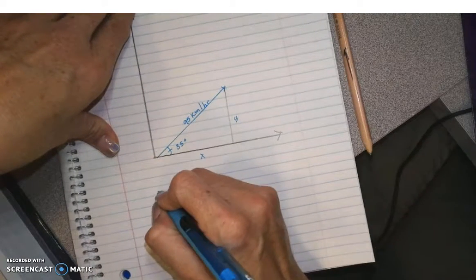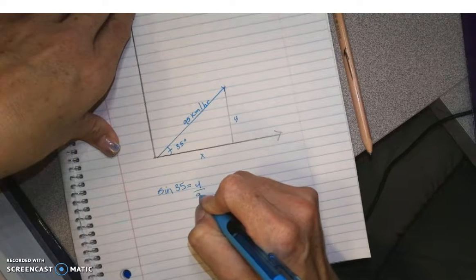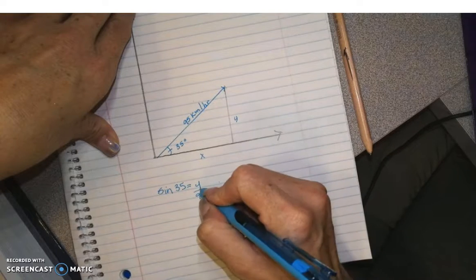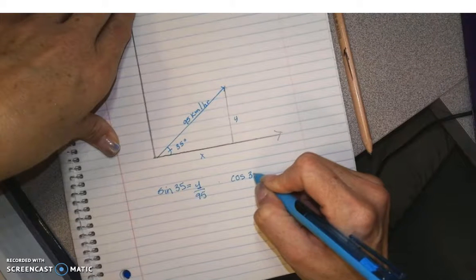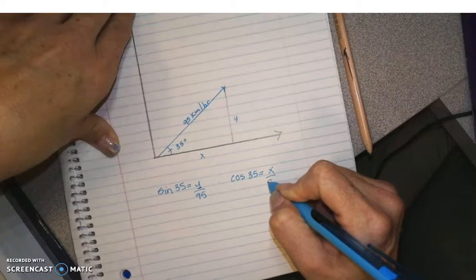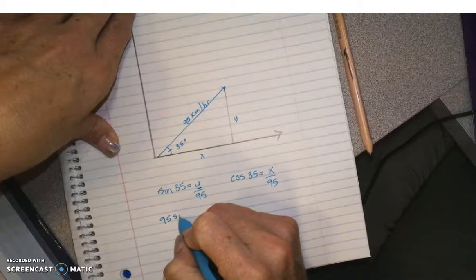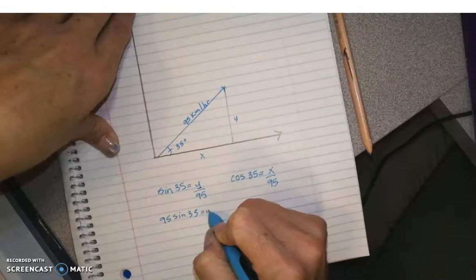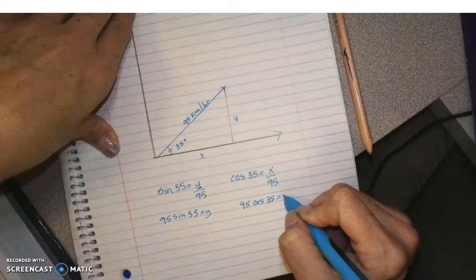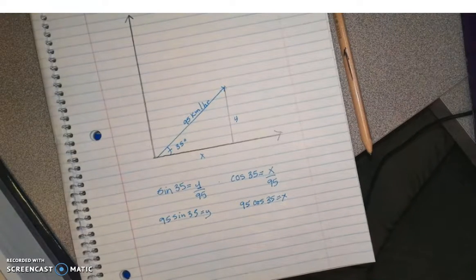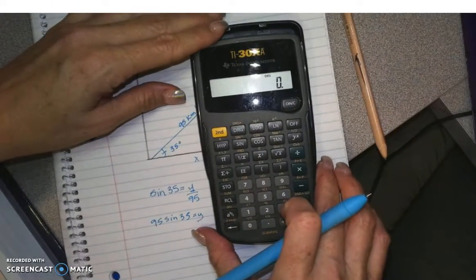So the sine of 35 is equal to y over 95. And the cosine of 35 is equal to x over 95. So we can solve these. 95 sine 35 equals y. 95 cosine 35 equals x. And so when you resolve the vectors, you're pretty much going to work that same methodology all the time.